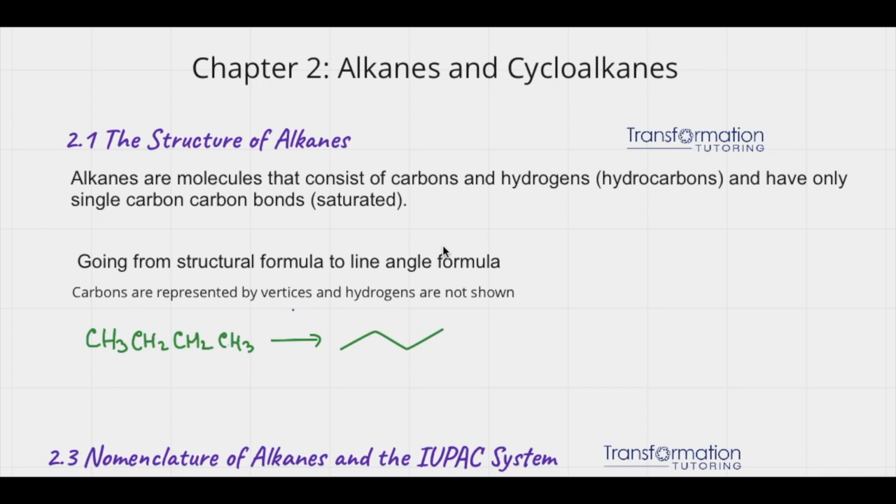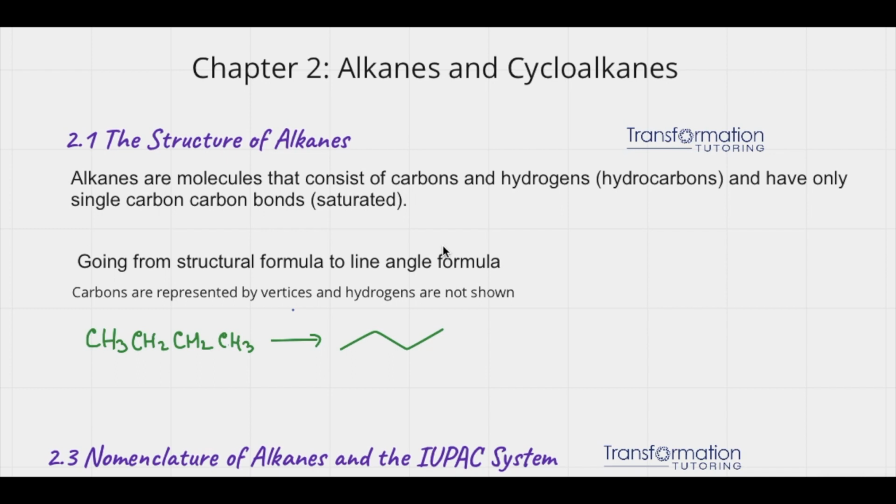Guys, this is Maya Alochi, and in this video we will learn more about the structure of alkanes, and we will also learn how to name alkanes using the IUPAC system. So let's get started. Alkanes are molecules that are composed of carbons and hydrogens only, and they have single carbon-carbon bonds. These molecules are considered to be saturated because of their single carbon-carbon bonds.